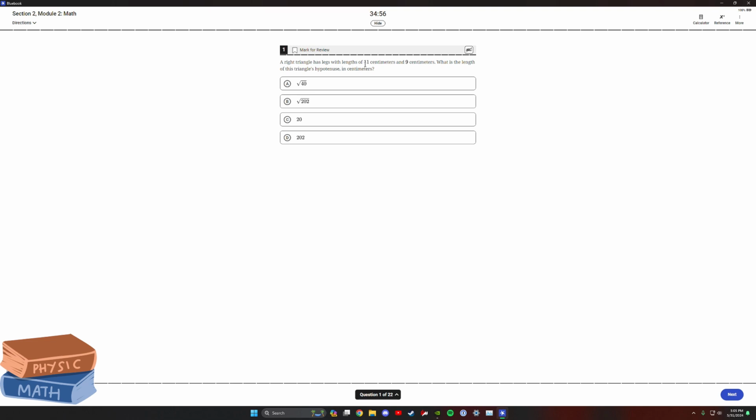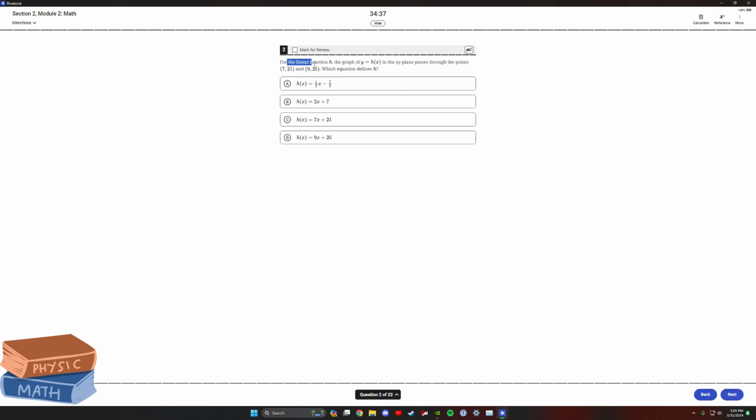Right triangle has legs 11, 9. What is the length of the triangle's hypotenuse? It says the right triangle, so Pythagorean theorem, 121 plus 81. Right, 121 plus 81 is 202. Square root of 202 is 14.21. Oh, it's also just right there.